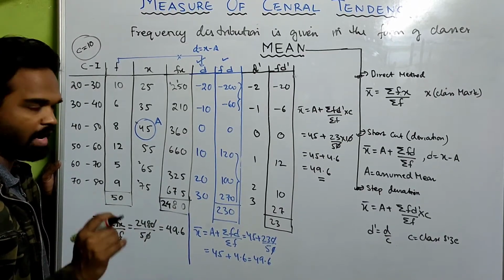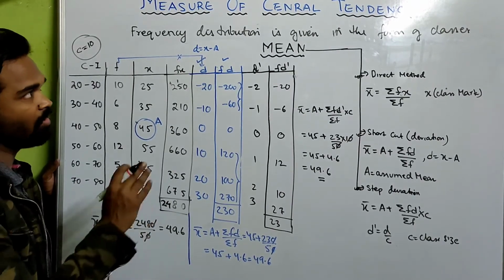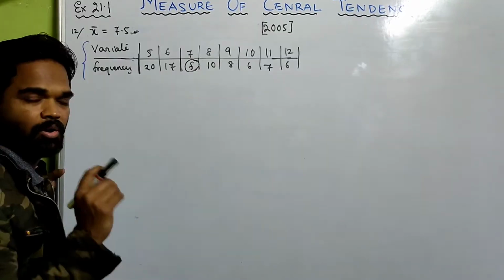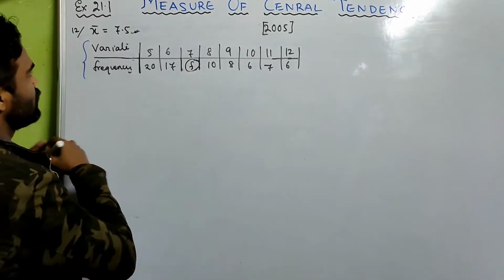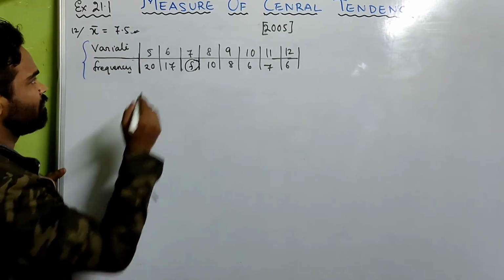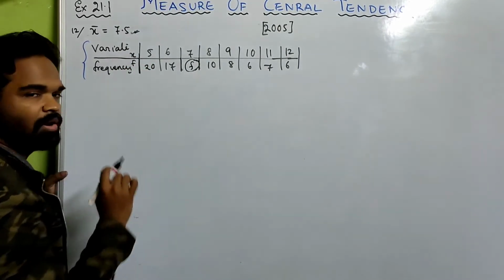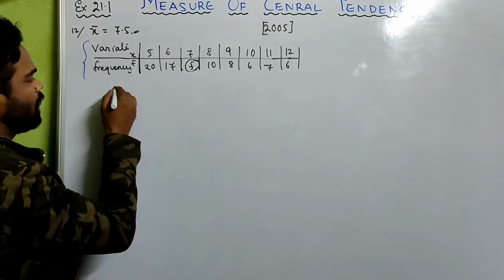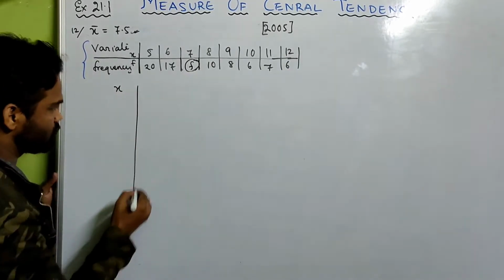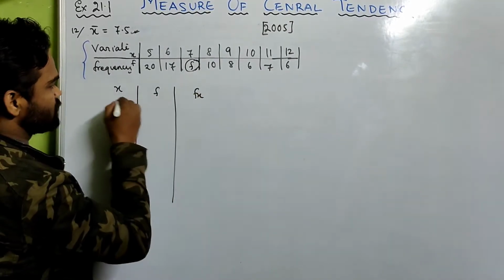Now let us look at few sums from the exercise of this chapter. Now look at this sum from exercise 21.1, sum number 12. The mean is given to us, variate means x, and frequency is given to us. One of the frequencies is unknown. We need to find that value of f. Look, I'll approach by direct method. So I have x, I have f, I need fx.